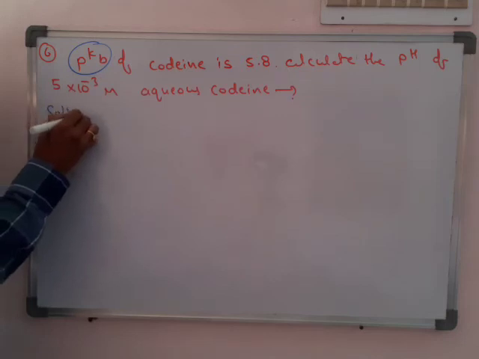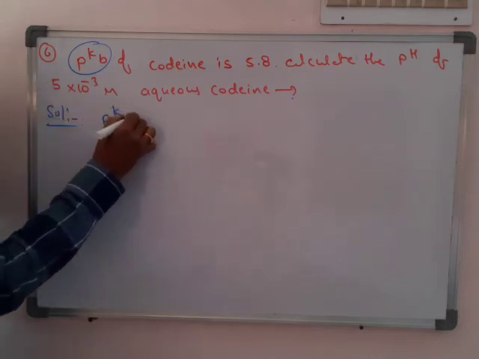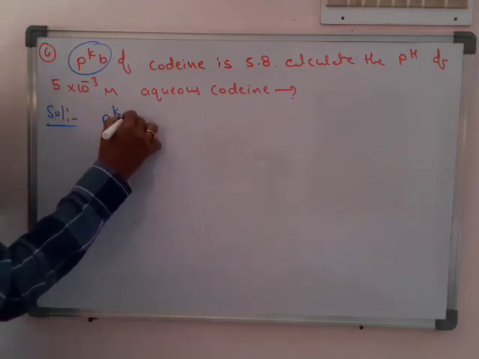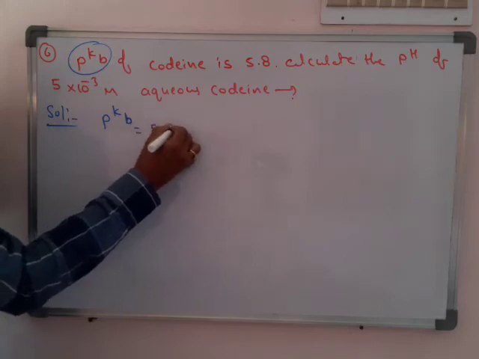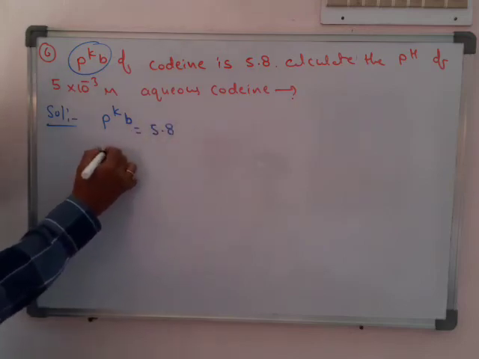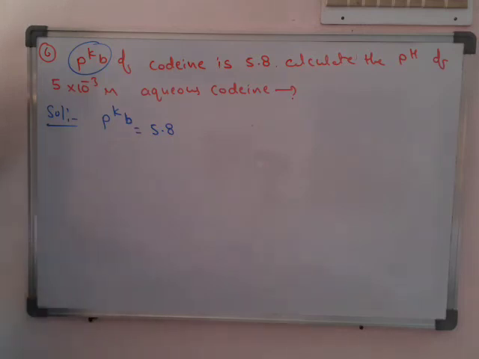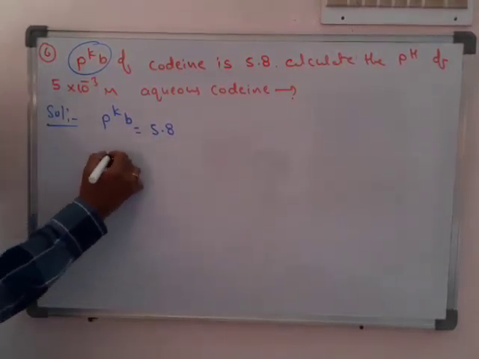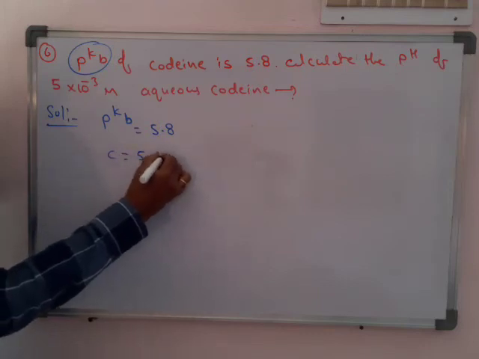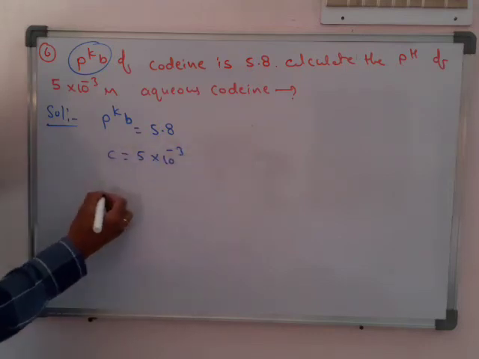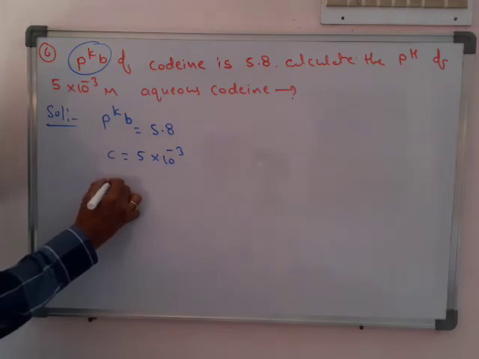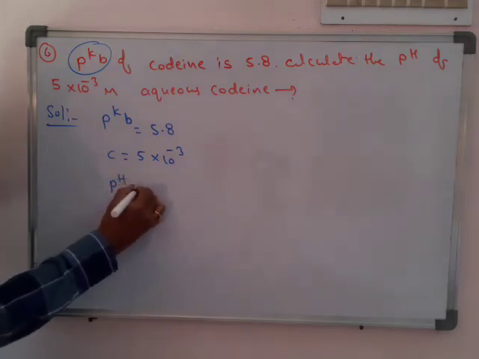So first, what values are given? Just write it. So pKb is given for that chemical, 5.8. And what is the concentration given? The concentration is given exactly 5 into 10 power minus 3. What do we have to find? We have to find the pH.